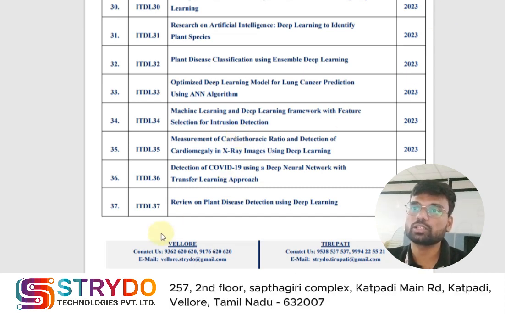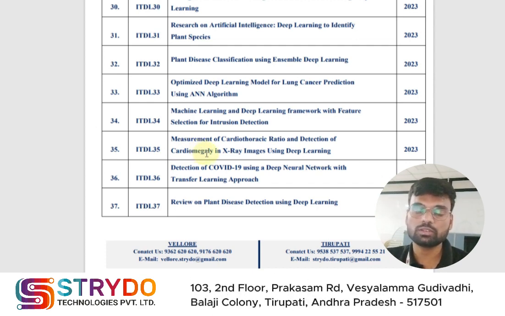Hello guys, today we are going to explain the measurement of cardiothoracic ratio and detection of cardiomegaly in X-ray images using deep learning. In this project we are going to predict whether cardiomegaly is true or false. Cardiomegaly means whether the heart placement is correct or not. We have to detect it from the X-ray images of a human being.